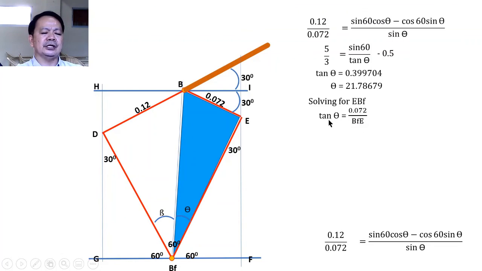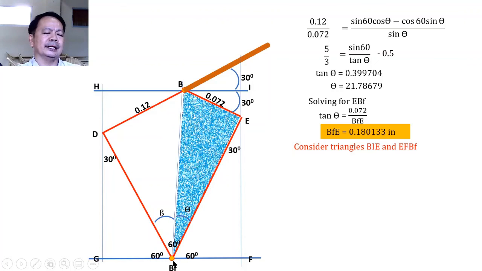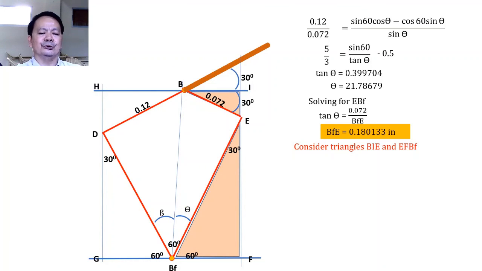And so, because tangent theta is already computed to be 0.399704, therefore you can solve for BF, or this line actually, to be 180.133 inch. So, nasolve natin ito. Now, after we have solved for that, let us now consider the triangles BIE, saan yung triangle to? Ito, BIE, and triangle EFBF. Kulayan ko siguro mas maganda, no? Kulayan natin ito yung triangle.